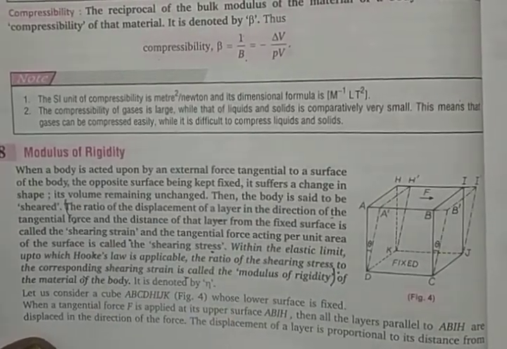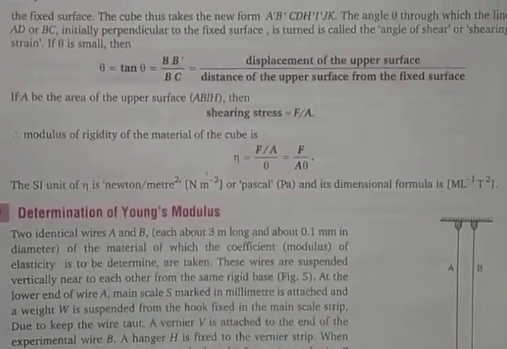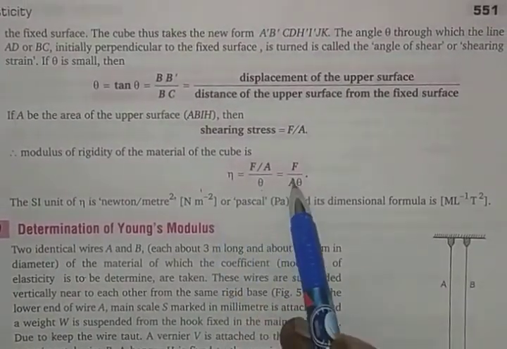And then the derivation whatever I have derived, you get the same answer here. Eta is going to be equal to F upon A upon theta.